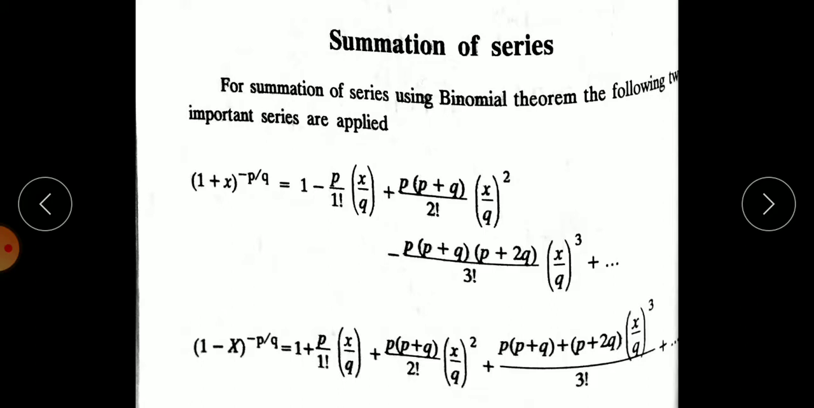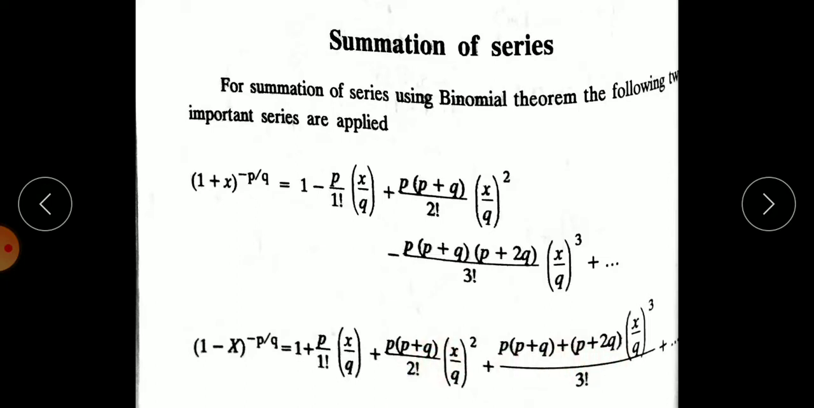Then now we are going to use the summation of series, that is the infinite series. For that we have two formulas. One is 1 plus x whole power minus p by q, that is 1 minus p by 1 factorial into x by q, plus p into p plus q by 2 factorial into x by q the whole square, minus p into p plus q into p plus 2q divided by 3 factorial into x by q the whole cube, plus and so on. Likewise 1 minus x whole power minus p by q, change this as small x only. So 1 plus p by 1 factorial into x by q, plus p into p plus q divided by 2 factorial into x by q the whole square, and so on.